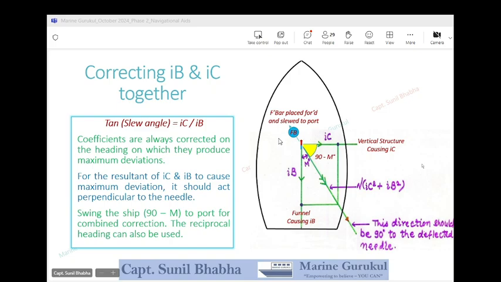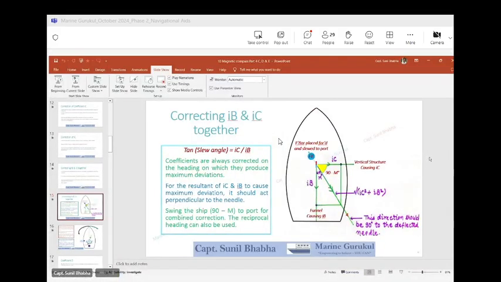Okay, now the second method by which they can ask you is by way of a simple numerical question. वो आपको इसी fundamental पे एक numerical question दे सकते हैं बेटा, and in that numerical question they can actually ask you to find the course which the ship should steer for correction IB and IC. So I will show you how a numerical question is made like that. वो मैं अभी आपको दिखाता हूँ बेटा. So any more doubts up to here?